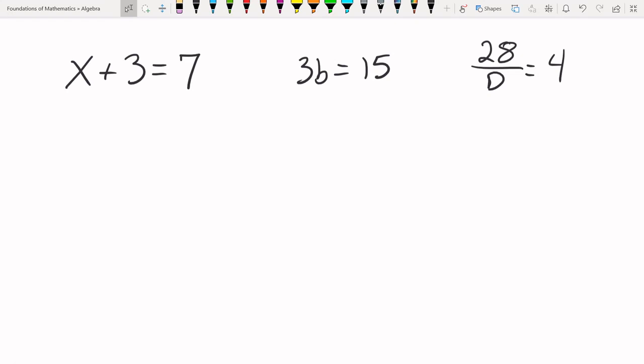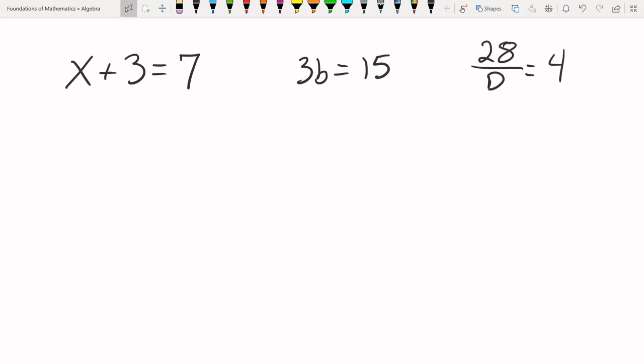One of the main focuses of algebra is to solve equations with variables. This section is all about solving single-step equations, meaning there's only one step we need to do to get the variable by itself, which is how we solve for a variable.